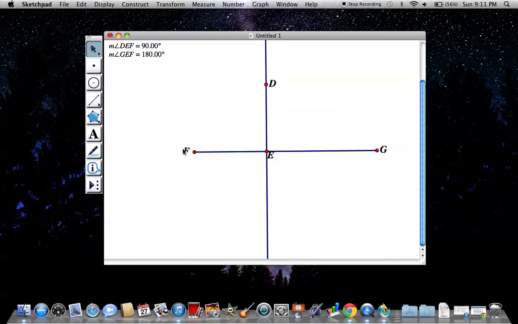So you have those four things: an acute angle, a right angle, obtuse, and a straight angle. Acute is less than 90. Right is exactly 90. Obtuse is between 90 and 180. And a straight angle is 180 degrees.